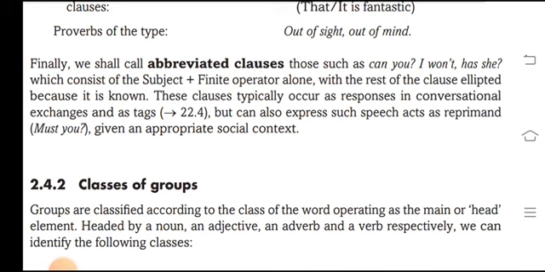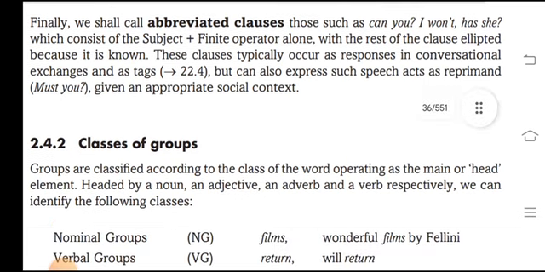Along with the rest of the clause, which is ellipted because it is known. Thus the clause typically occurs as the response in conversational exchange, but can also express such speech acts as reprimand and must be given the appropriate social context.